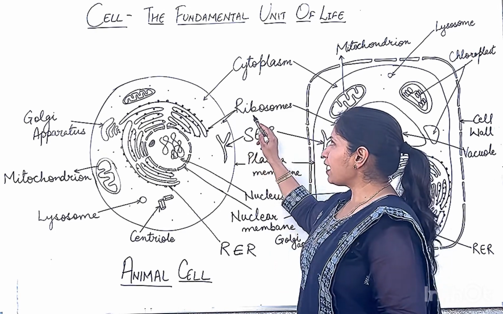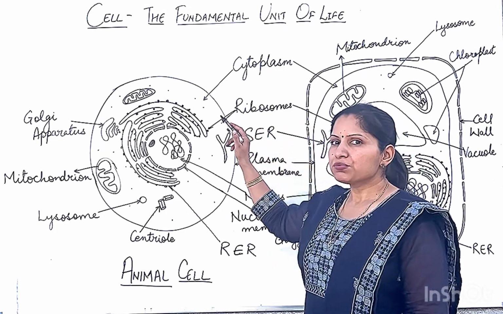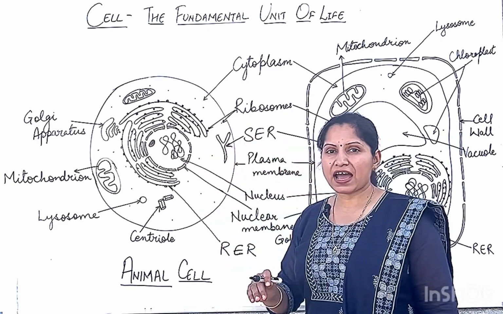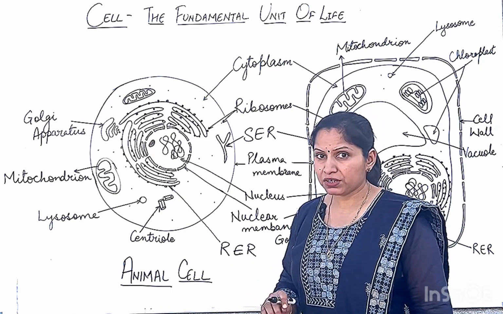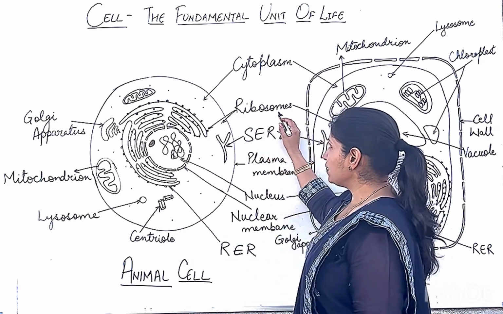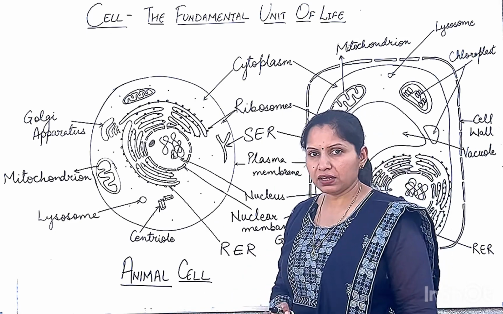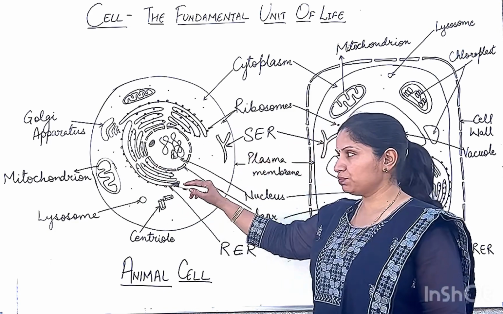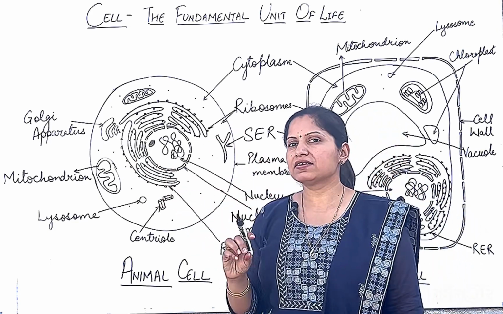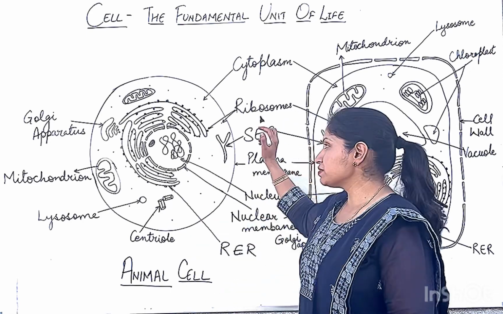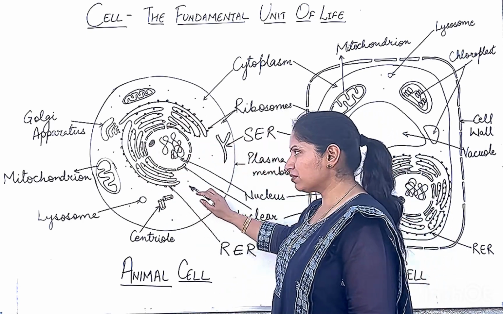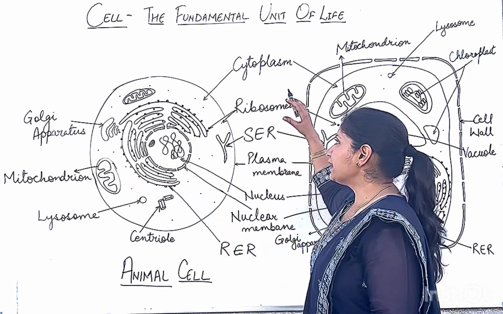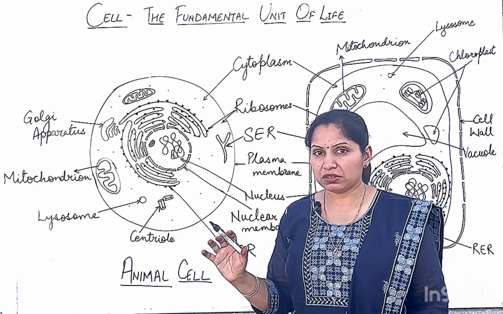Apart from that, ribosomes are there, that are the protein factory of a cell. These ribosomes do not have any membrane around them. So centriole as well as ribosomes don't have any membrane around them, and the ribosomes are scattered all through the cytoplasm. Apart from that, ribosomes are visible on the rough endoplasmic reticulum as well as inside the mitochondria. So that is all about the structure of an animal cell.